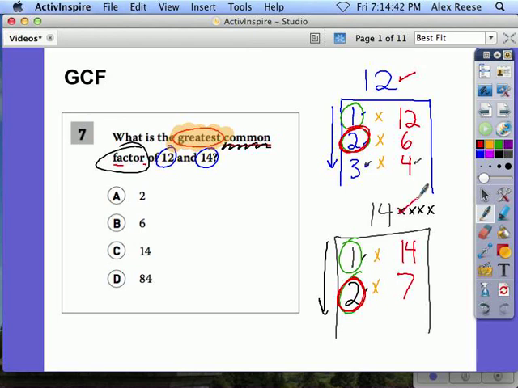So when answering this question, I look at my answer choices and I see 2 right here. So answer choice A is correct. Now try one on your own.